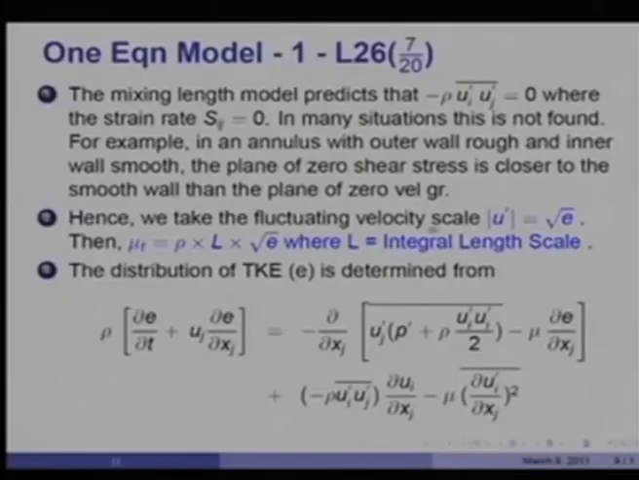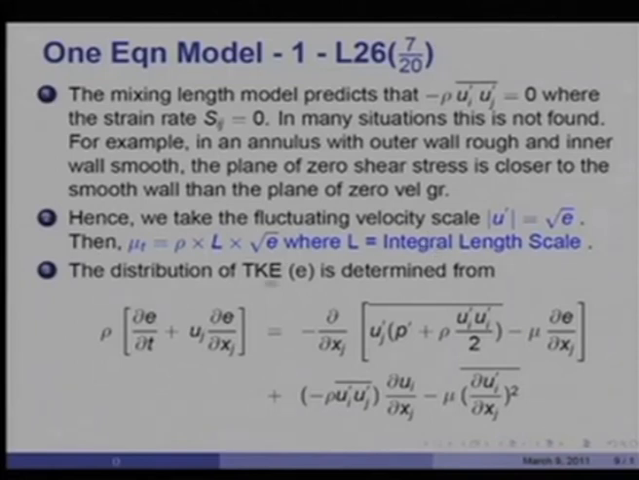Now, in order to meet such asymmetric situations, we need refinements in the models. If we, for example, represent velocity scale u_i prime equal to square root of kinetic energy, then mu t will be equal to rho times L square root of E, where L now has a different meaning, and it would be called the integral length scale, which we defined earlier.